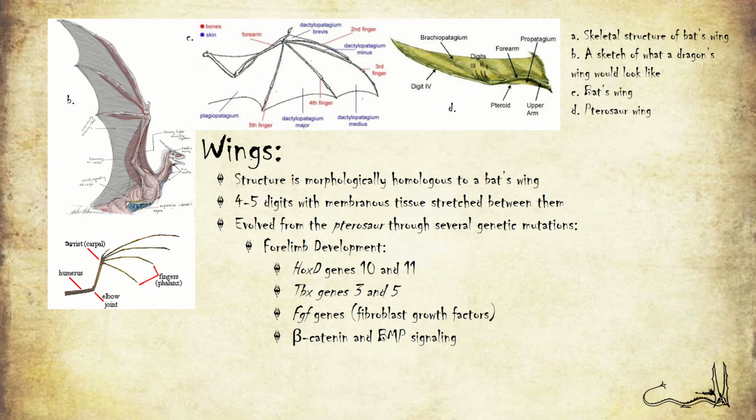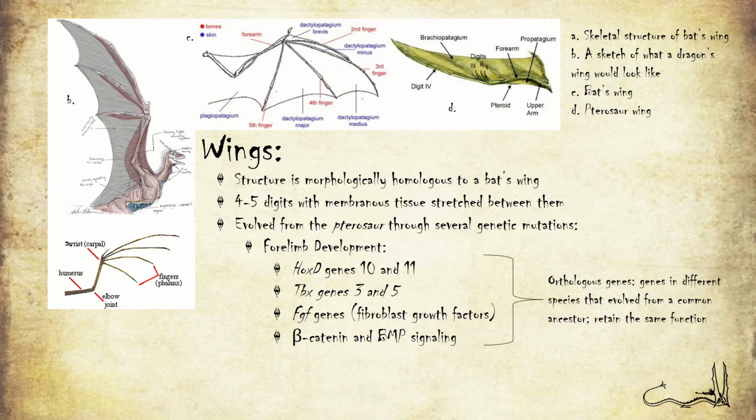Now, the beta-catenin genes suppress condensation of bone tissue in development, and these genes happen to be suppressed in bats, which allows them to develop that tissue around their fingers. And the BMP signaling genes regulate bone formation and interdigit tissue regression, which essentially would allow for the room for the membranous tissue to grow. So these genes, or at least orthologs of these genes, which are in different species that evolved from a common ancestor, they would all retain the same function of allowing the bat wing to develop, but in a dragon instead.